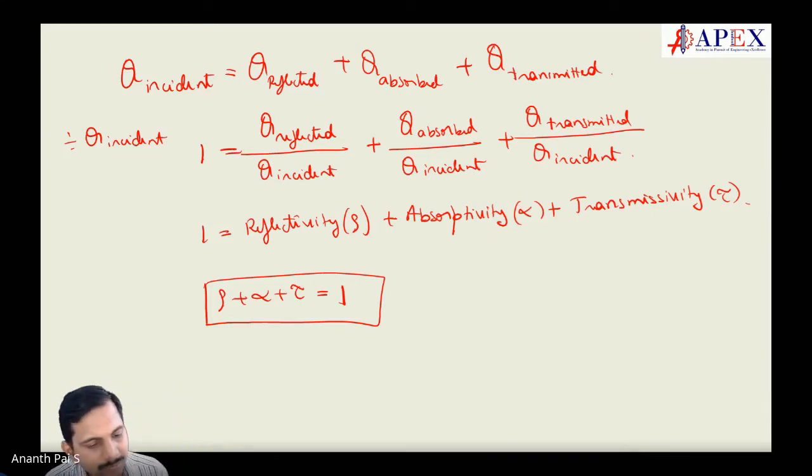Transmitted means, see, I have a plastic duster here. Now I can see you. Why can I see you? Because the light which is falling on you is transmitted through this and coming to me. It goes through.